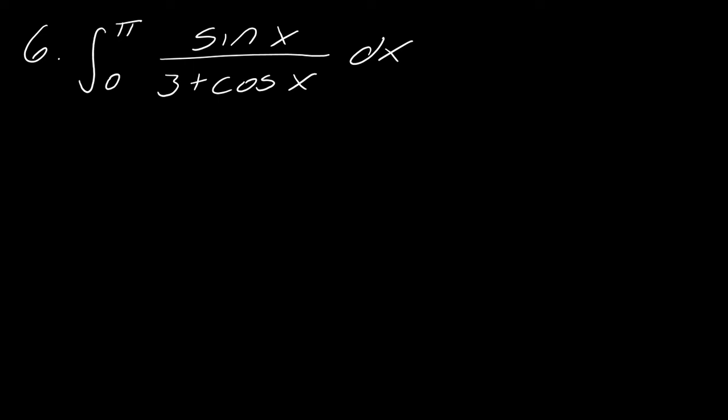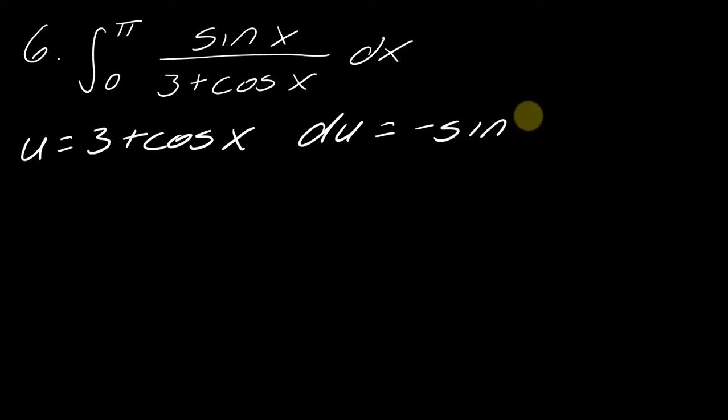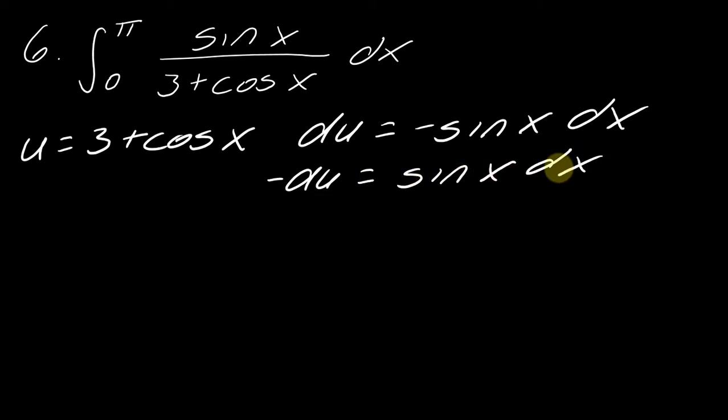Okay, so for number 6, I've got another definite integral. For this one, we're going to have to use substitution because we don't have just a straight up antiderivative formula to use. In this case, my u will be 3 plus cosine x, and then my du will be negative sine x dx. Now notice in the problem, I have positive sine x, so to turn this into a positive, I need to multiply du by the -1, so I can go ahead and make this substitution.